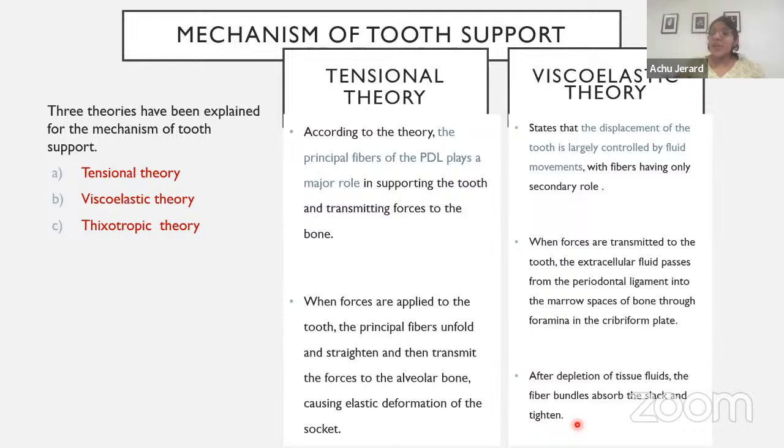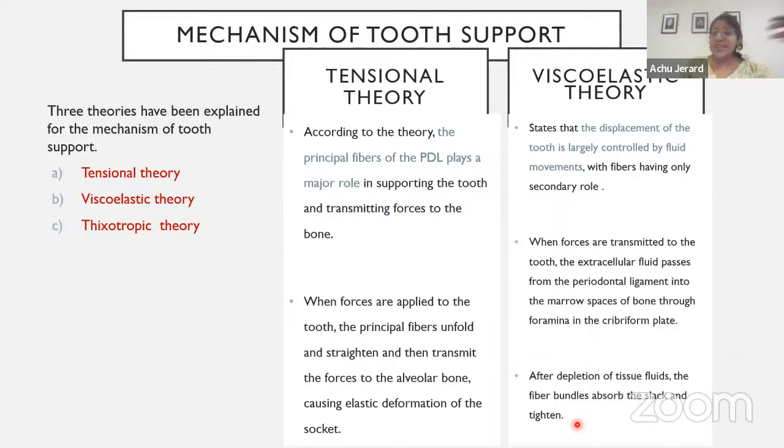But later, we came up with the viscoelastic theory, where we believed that it is not only the function of fibers, but there is an additional fluid present in the extracellular space. When a force is transmitted to the tooth, this fluid passes into the narrow spaces of the bone, and when the fluid passes, the PDL gets compressed, which gives the shock absorption. Once the force is taken away, the fluid flows back.